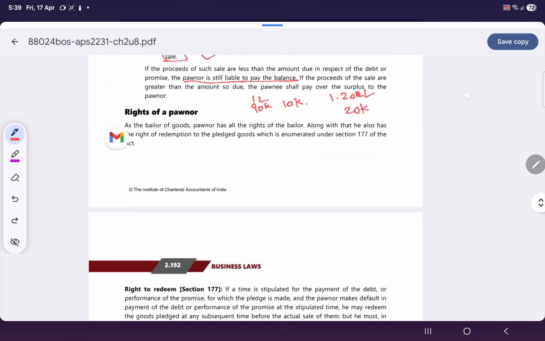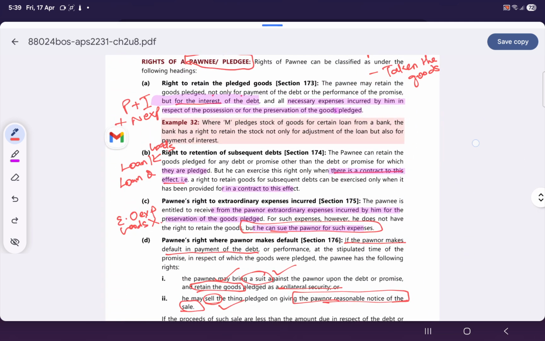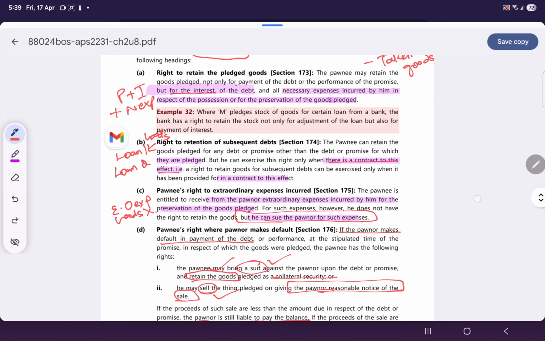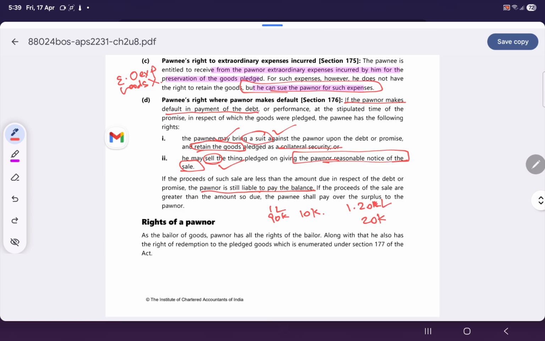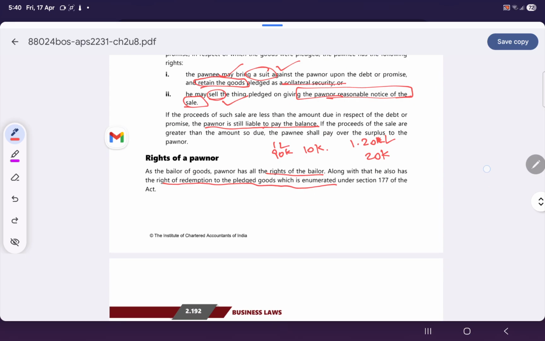Now we will see the rights of a pawner. We have seen the rights of a pawnee. Pawnee is one who is getting the goods. Pawner is one who is giving the goods. As bailor of the goods, the pawner has all the rights of a bailor. Bailor means one who is giving the goods. He is entitled to demand the goods, to terminate the bailment, and to claim compensation. Along with that, he also has the right of redemption of pledged goods, which is enumerated under section 177 of the Act.